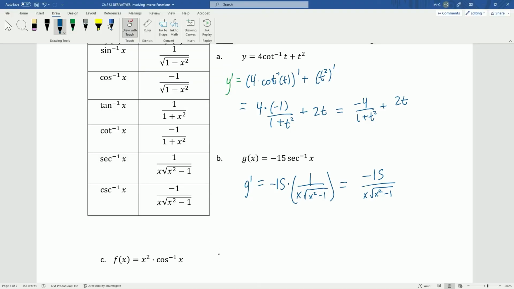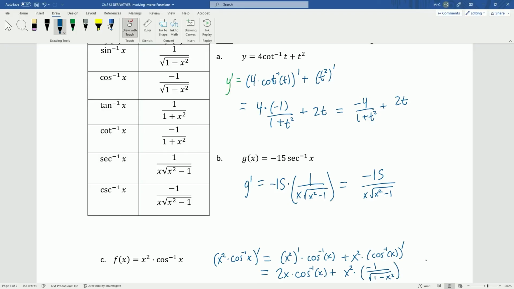Okay, now we're on to the derivative for x squared times cosine inverse of x. So we write out our product rule: x squared prime times cosine inverse of x plus x squared times cosine inverse of x prime. That's 2x times cosine inverse of x plus x squared times a negative 1 over the square root of 1 minus x squared.